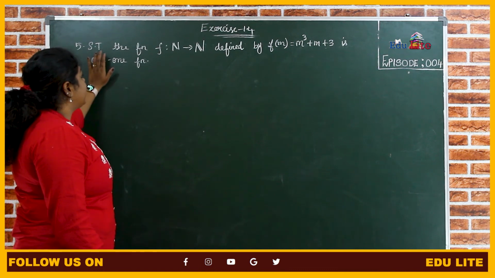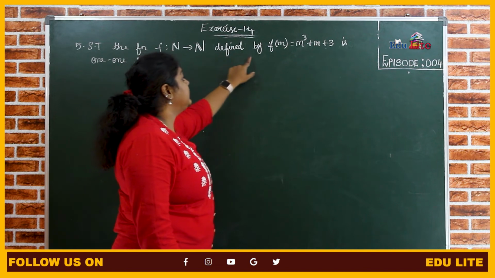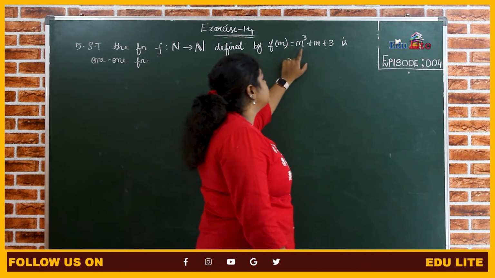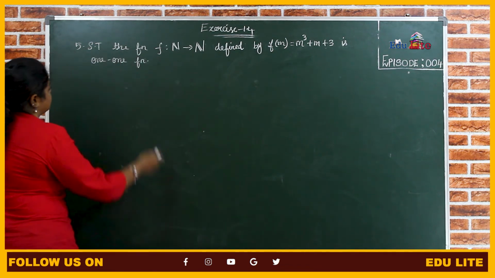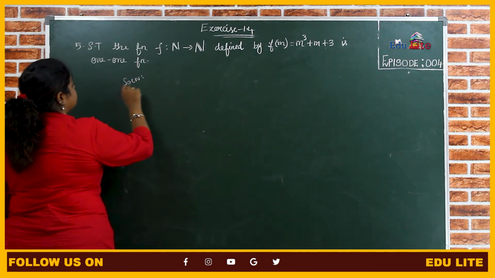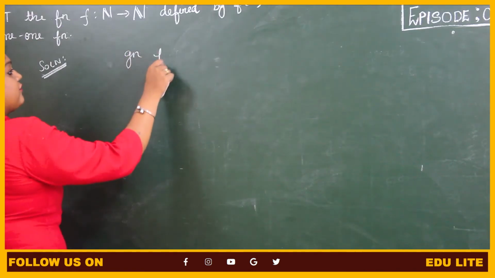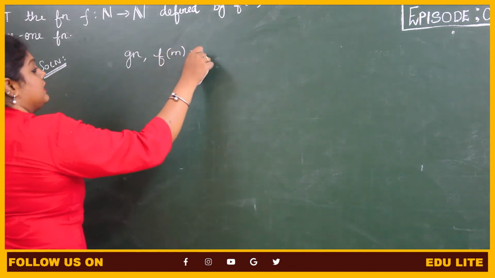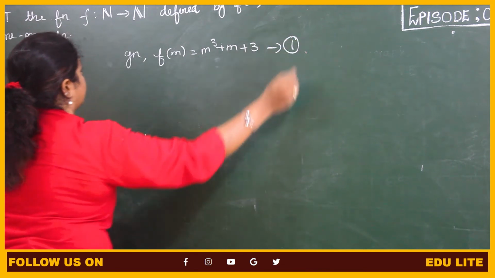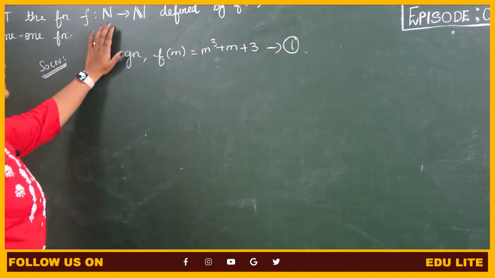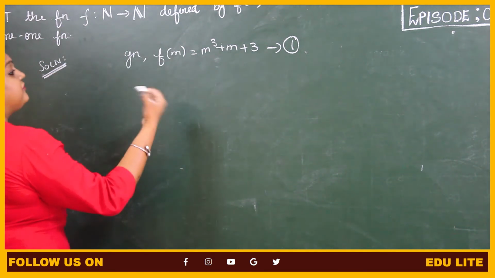The sixth problem is we have to show that the function f is a mapping from a natural number to another natural number and it is defined by f of m is equal to m cube plus m plus 3 and we have to show that it is a 1 to 1 function. We follow the same method as we did in the previous problem. So first we will consider the given function f of m is equal to m cube plus m plus 3, as equation 1. Now what it says is it is from a natural number to another natural number. So we have to vary the values of m from 1.